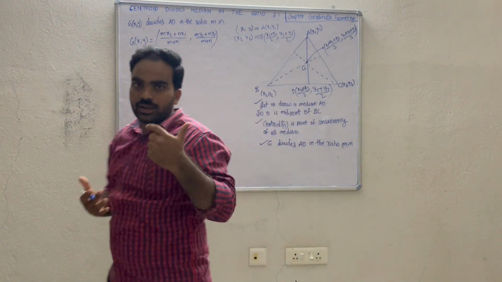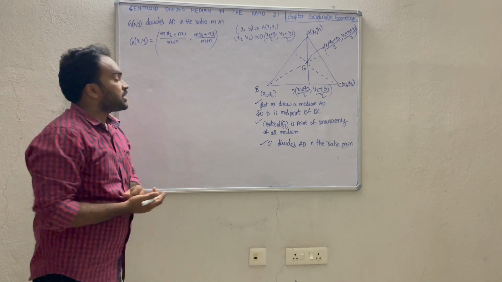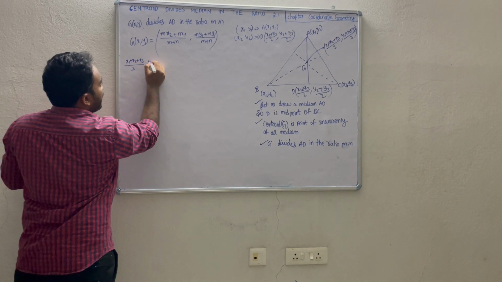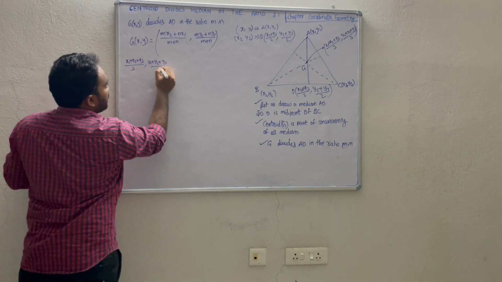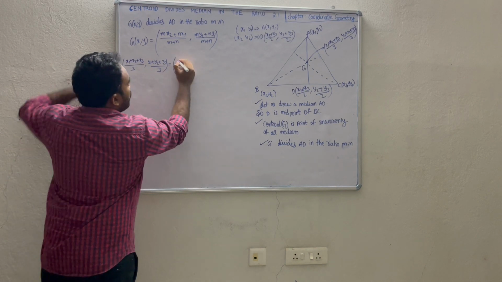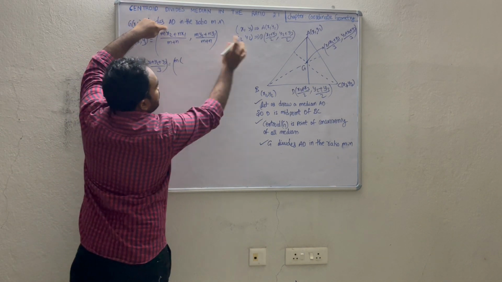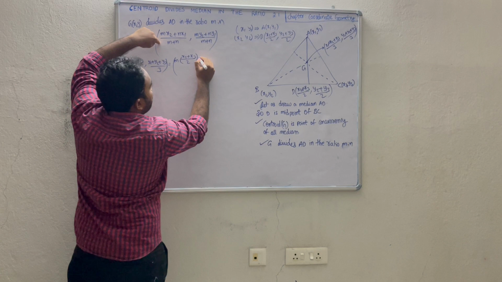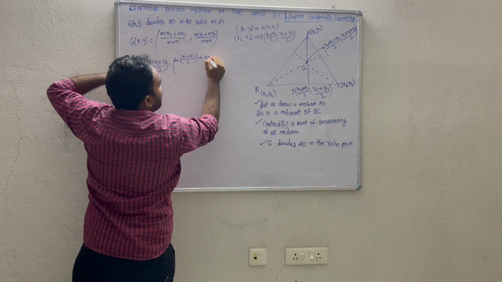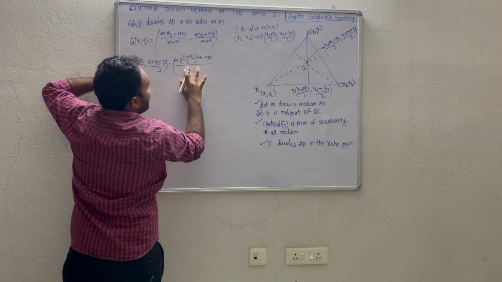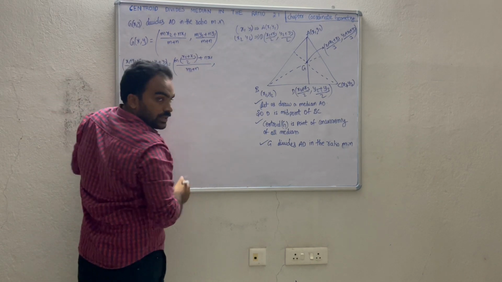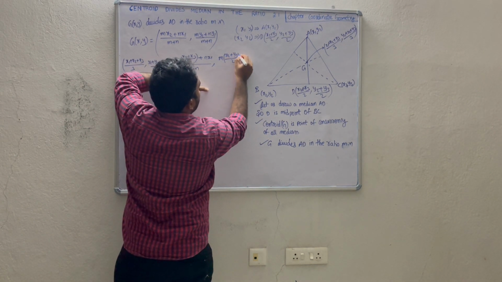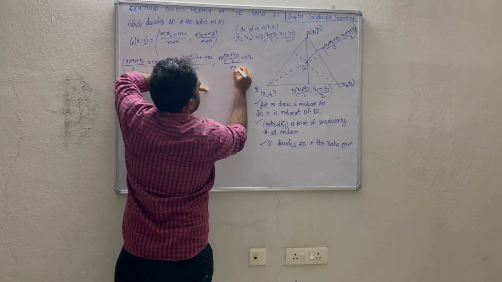If you substitute all the values in the section formula, we get (x1 plus x2 plus x3 by 3, y1 plus y2 plus y3 by 3) equal to m into (x2 plus x3 by 2), plus n into x1, by m plus n. Similarly, the y coordinate is m into (y2 plus y3 by 2), plus n into y1, by m plus n.